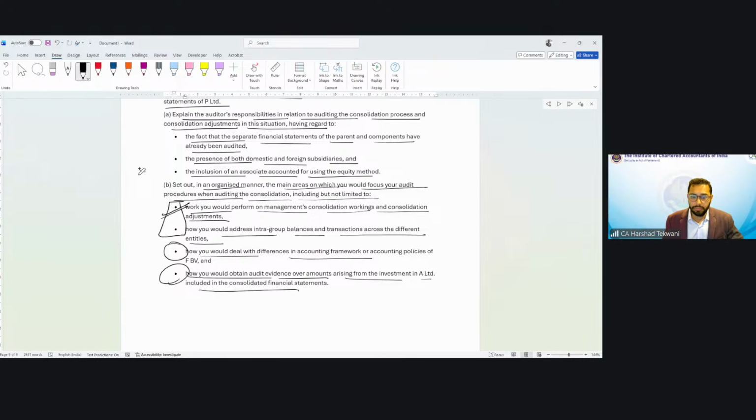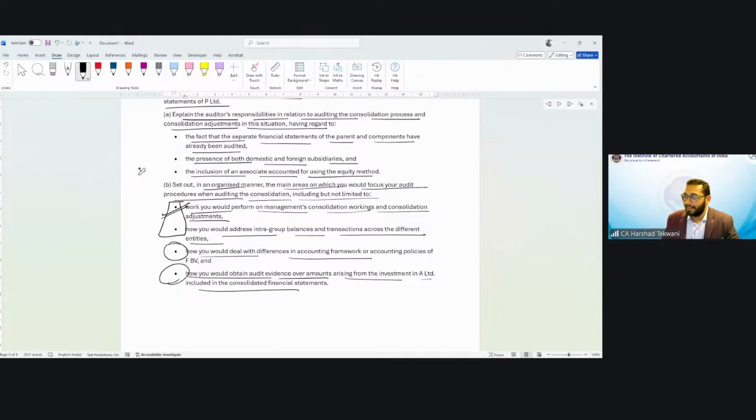We will look into the minutes of the board meetings. But how? That's the main question. That again is the area I'm talking about. The answer is pretty simple, straightforward. How do you perform the audit? I'm asking the steps of the audit.